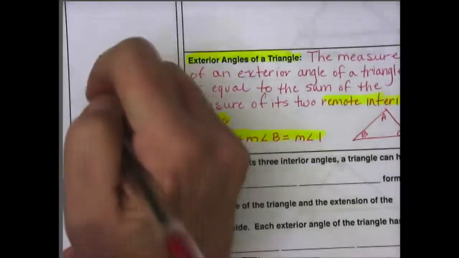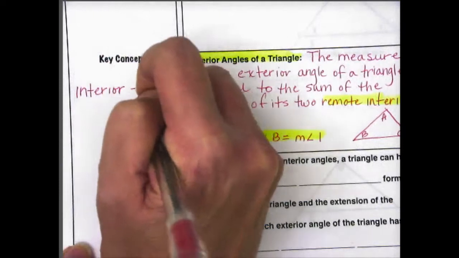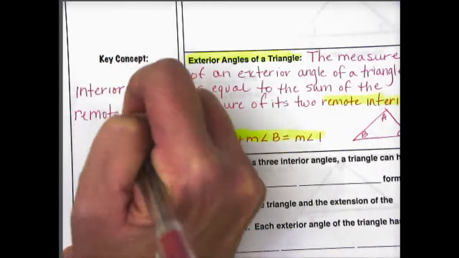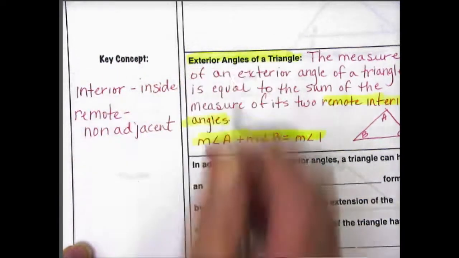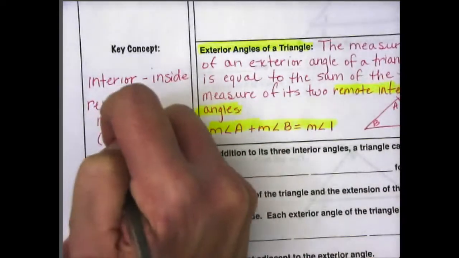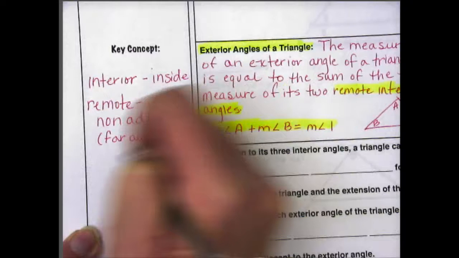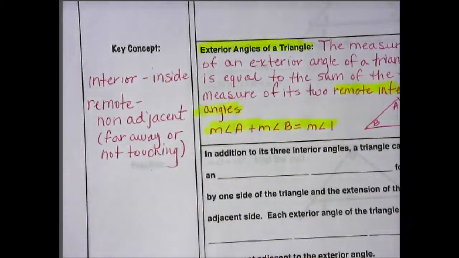So let's just go over it again. Remember that interior means inside and remote means non-adjacent. Non-adjacent means far away or not touching. Adjacent means that they are touching, that they are next to each other. Non-adjacent means they are not touching or far away from each other, not close to each other.